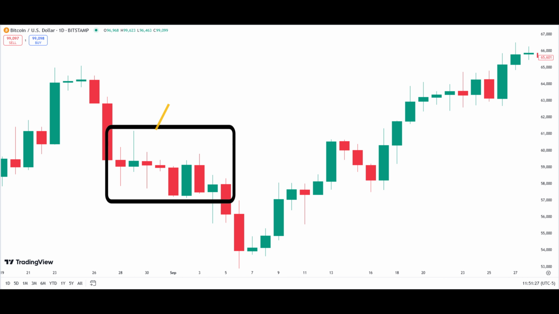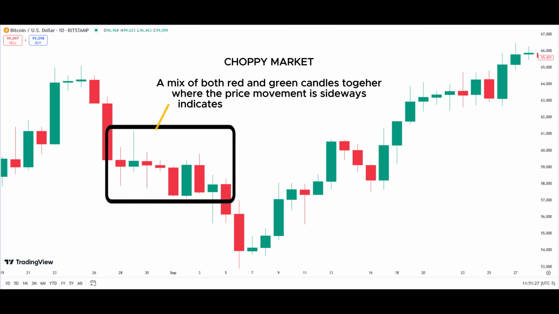In a choppy market, you'll see both red and green candles together, showing some sideways movement. This indicates that the buyers and sellers are indecisive and there's some consolidation. This is also known as a ranging market.